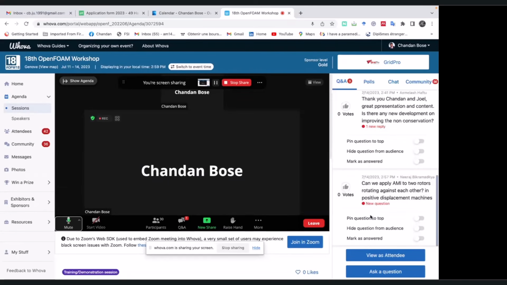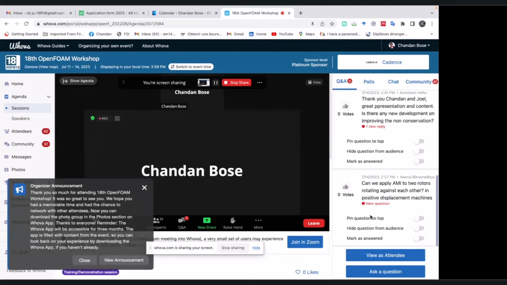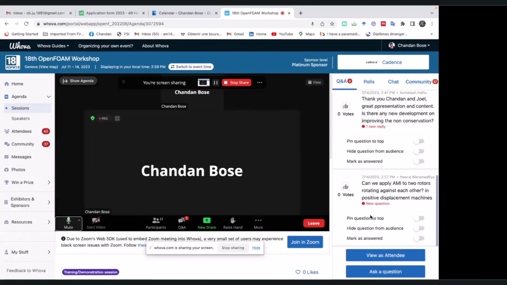Can we apply AMI to two rotors rotating against each other? So in this case, I think there should not be any problem because the stator part is disconnected. I mean, there is interpolation, but there is no mesh deformation in between. So I think if you have sufficient distance and the AMI patches are quite distinct, there should not be any problem in applying rotation in different orientations, if I understand the question correctly.